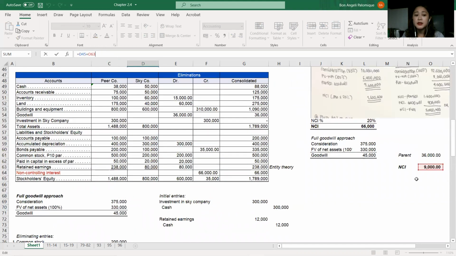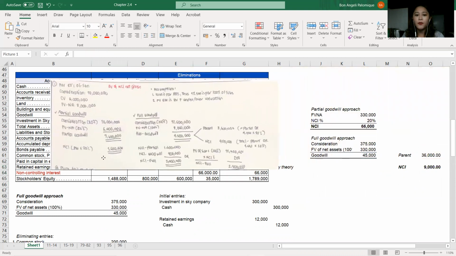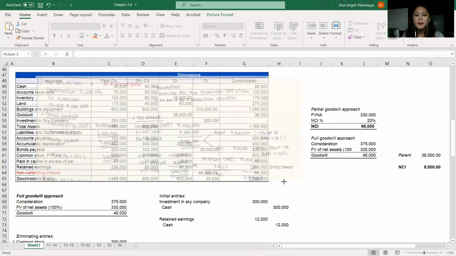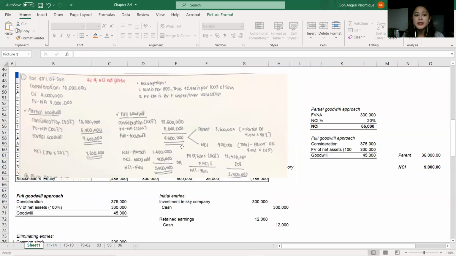6,000 plus 9,000. So, saan nakuha yung 9,000, ma'am? So, yung 9,000 is the difference of 45 less 36. So, tignan natin ulit tong computation natin dati. Paano ba natin kinukuha yung NCI under full goodwill? So, sabi natin, consideration na 100%, less fair value net asset equals goodwill. So, ito yun, 45,000. Tapos, hinahati natin kay parent and kay NCI.